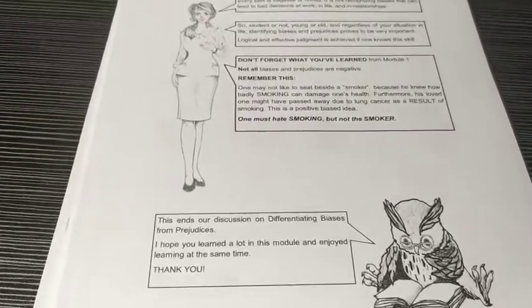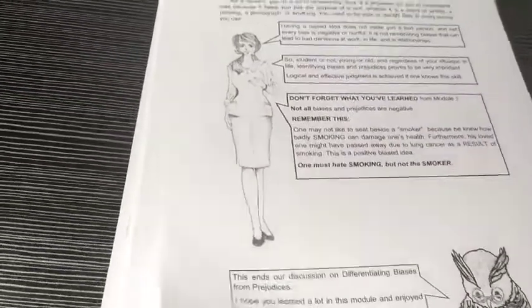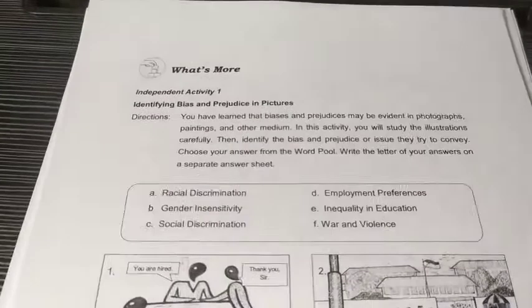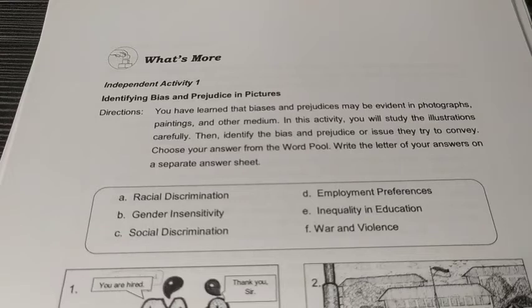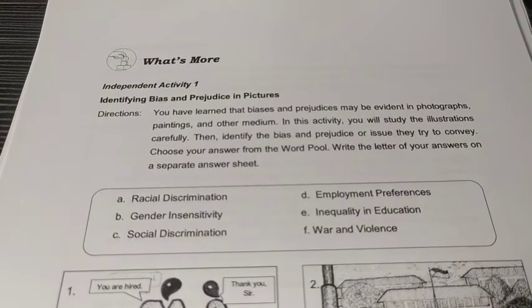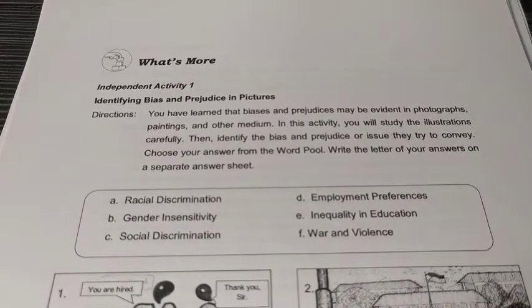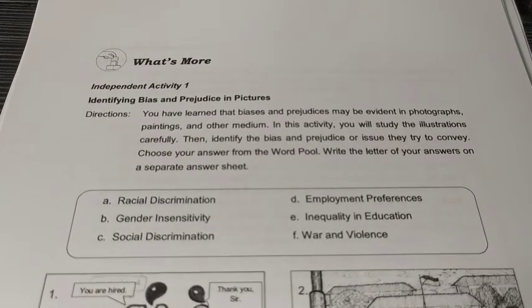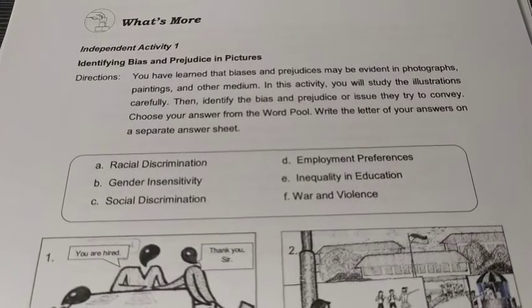So this ends our discussion on differentiating between the two. I hope you learned a lot from the discussion, and now we will proceed to independent activity number 1. So you have learned that biases and prejudice may be evident in photographs, paintings, and other media. In this activity, you will study the illustrations carefully, then identify the bias and prejudice or issue they try to convey. So you will just choose among these choices.